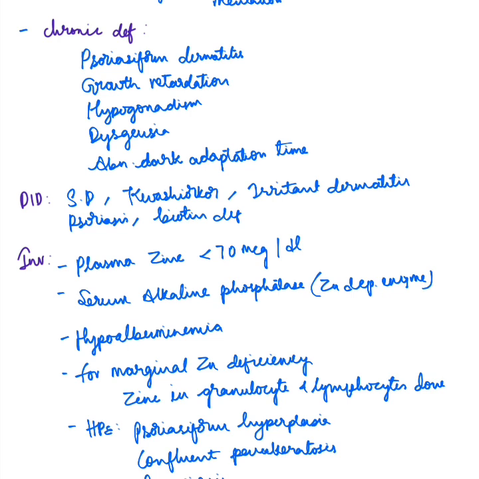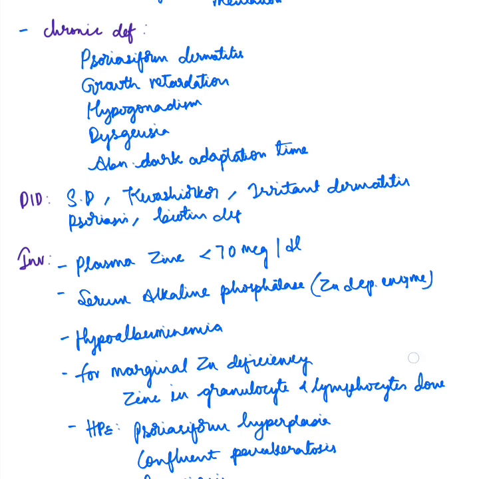As a result of chronic deficiency in these infants, there can be psoriasiform dermatitis, growth retardation, hypogonadism, dysgeusia, and abnormal dark adaptation time. Some of the differentials for this presentation are seborrheic dermatitis, psoriasis, kwashiorkor, biotin deficiency, and irritant dermatitis.